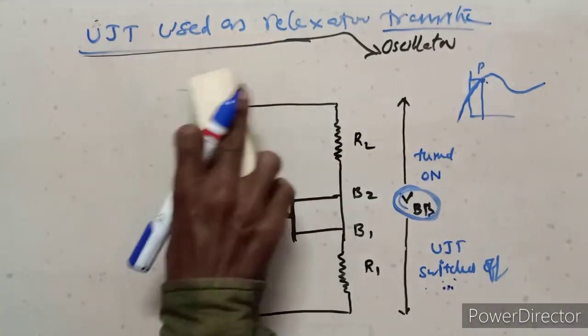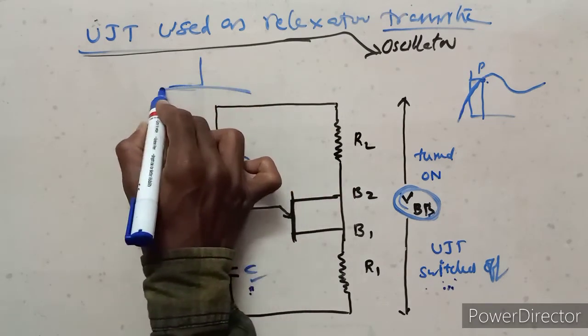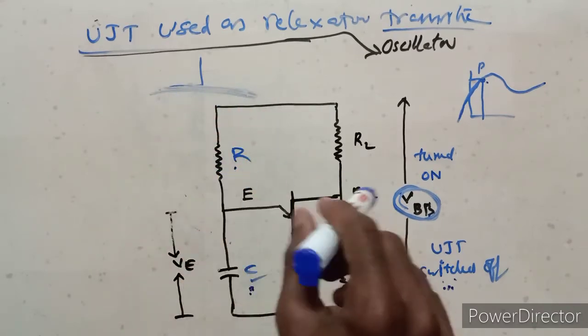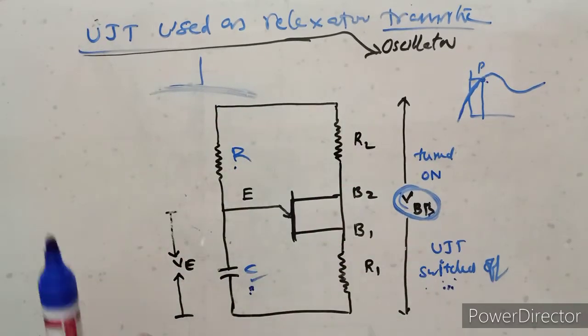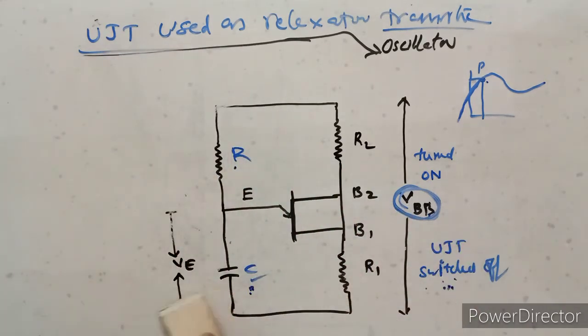Oscillator means start and ending, repeating. So that's the way the UJT is used as a relaxation oscillator.